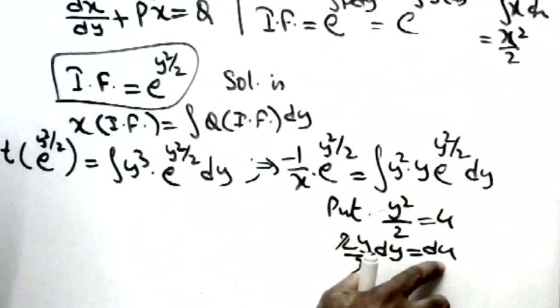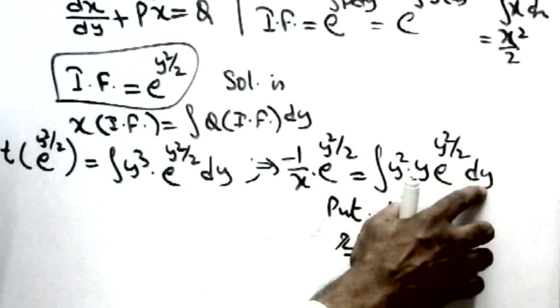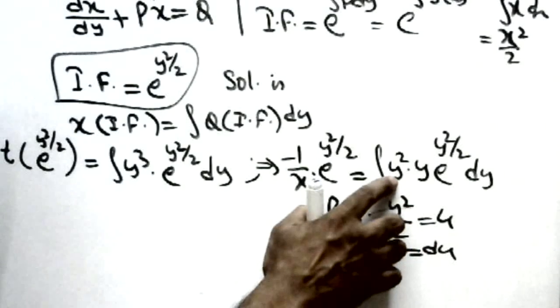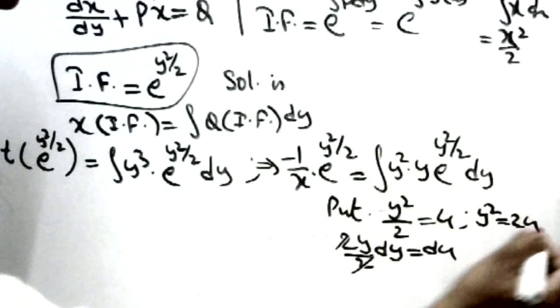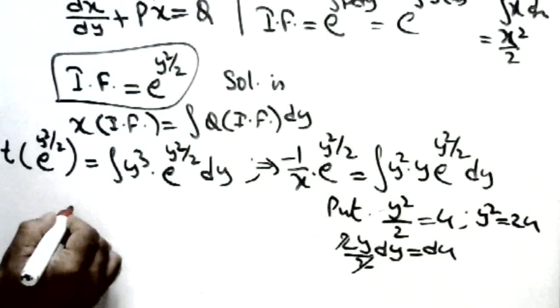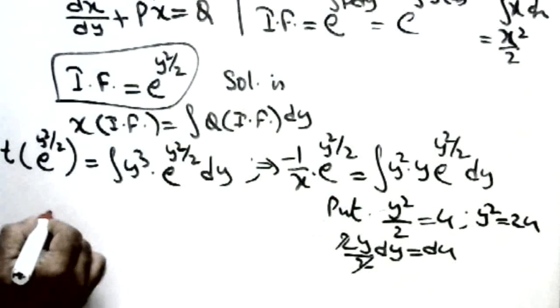So the 2 will get cancelled, and y dy we can keep as du. In place of y square, we can write 2u. Now change it here.